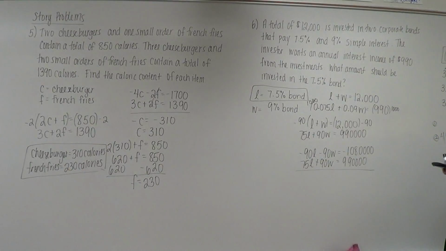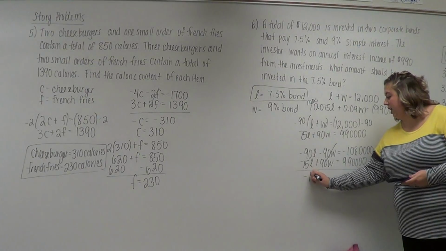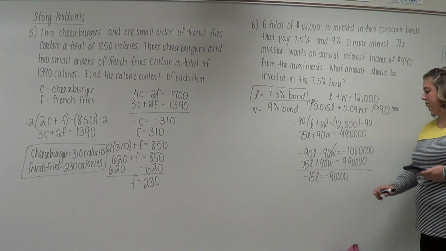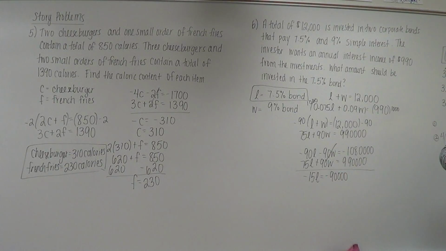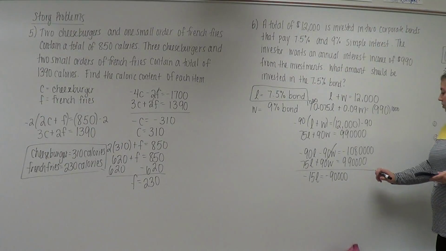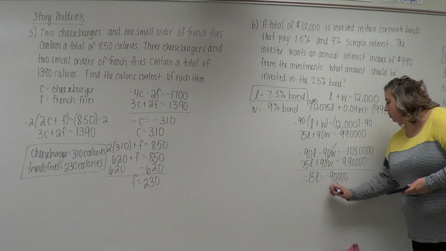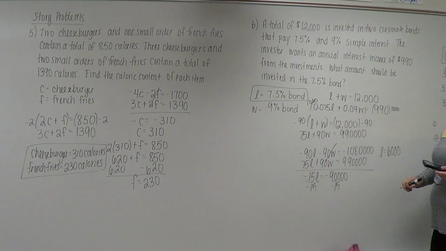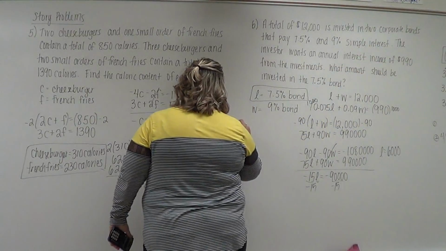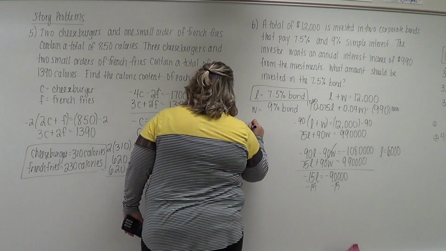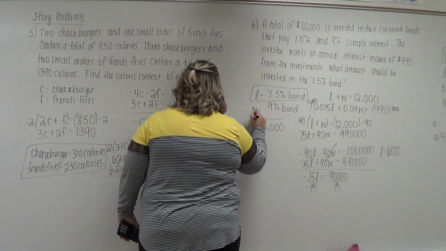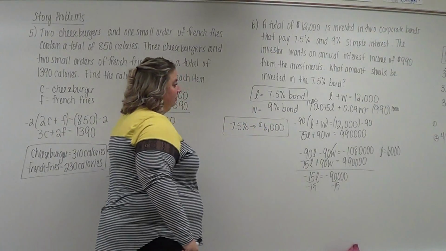Okay, so what happens? Negative 15L equals negative 90,000. And then how would I find L? Divide by negative 15. 6,000. Okay, what does 6,000 mean? That's how much should be invested in the 7.5% bond. So why did I put a dollar sign? That's money, money being invested.